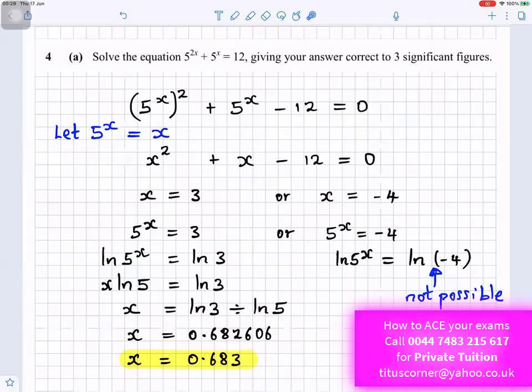On the right-hand side, 5 to the x equals minus 4. If you put ln of minus 4, you find ln of a negative number is not possible. So you cannot solve this side. So we only have that one answer.